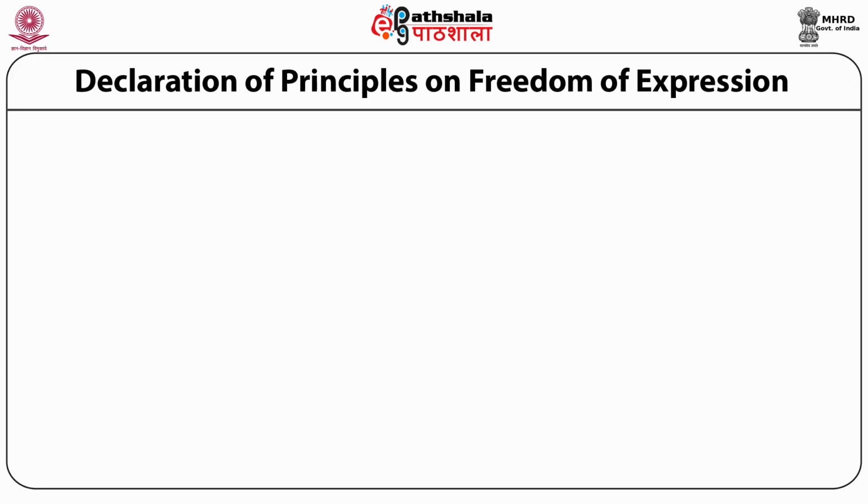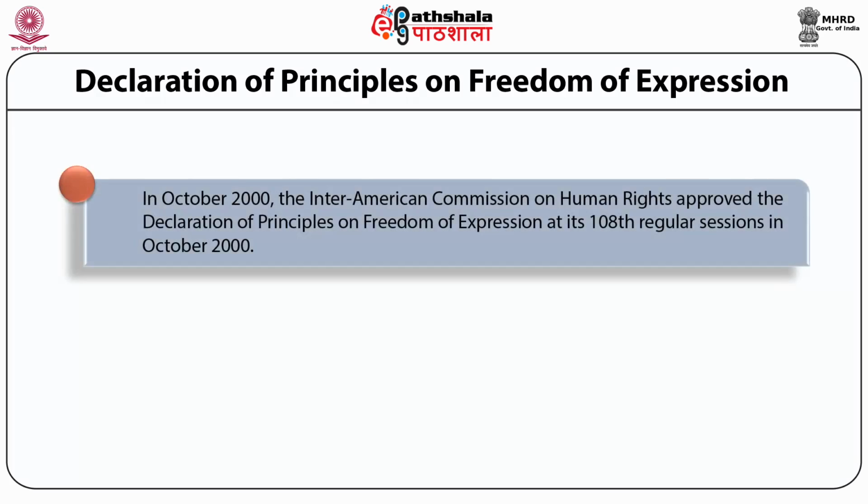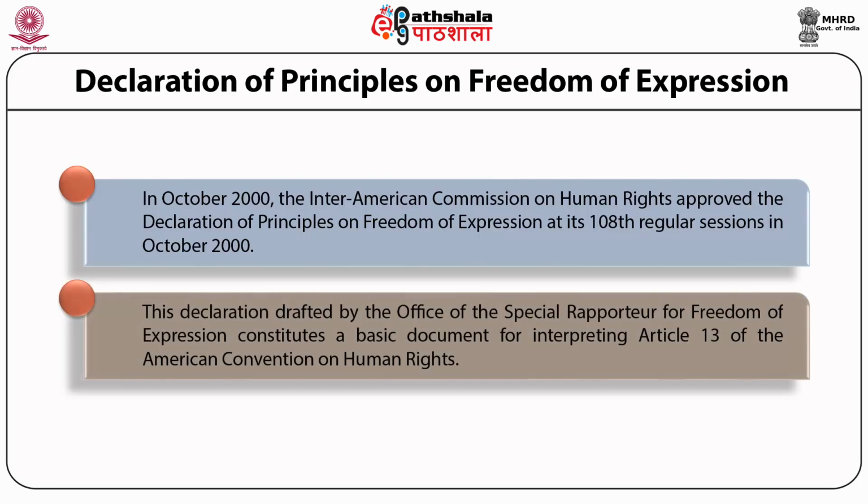Now, we come to a landmark instrument known as the Declaration of Principles on Freedom of Expression. In October 2000, the Inter-American Commission on Human Rights, essentially the body that oversees the implementation of the ACHR, approved the Declaration of Principles on Freedom of Expression at its 10th regular session. This declaration, drafted by the Office of the Special Rapporteur for Freedom of Expression, constitutes a basic document for interpreting Article 13 of the ACHR. So this is a document that is used to implement the scope, the ambit of Article 13 of the ACHR.